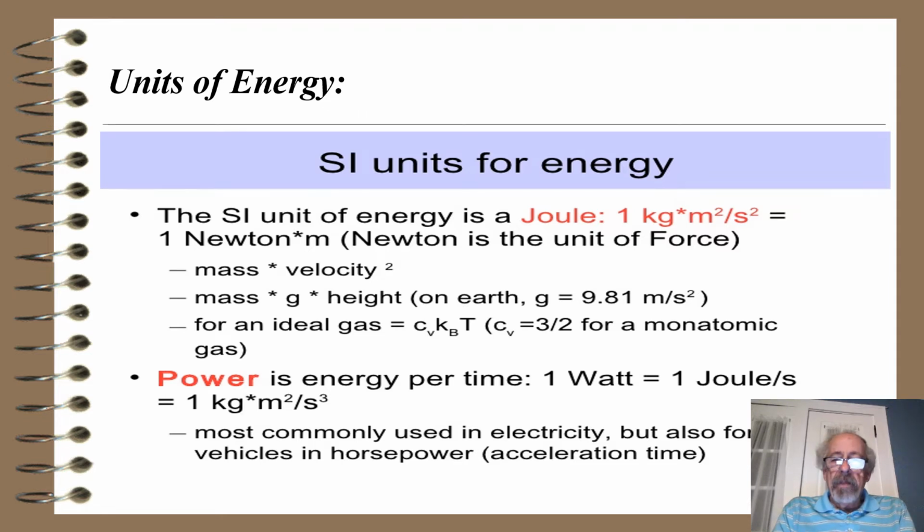There's a few more minutia things here. For an ideal gas, we have C sub V, k sub B T, where C sub V equals 3/2 for a monoatomic gas. Power is energy per time. 1 watt is equal to 1 joule per second. Most commonly used in electricity, but also for vehicles and horsepower, acceleration time.